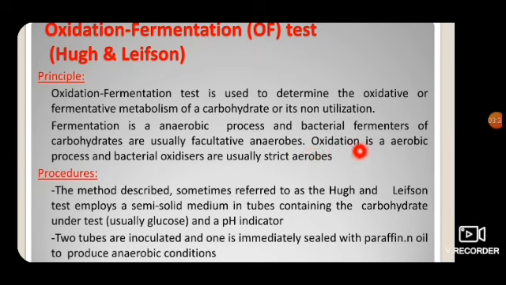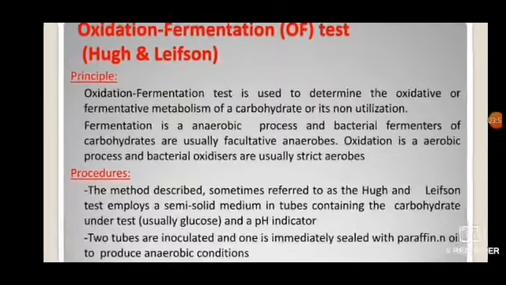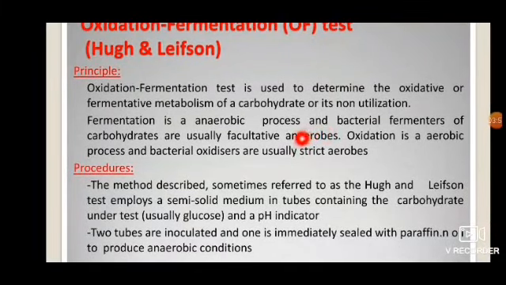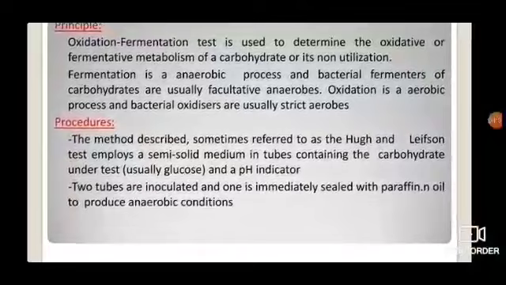And second, oxidation is an aerobic process, meaning those microorganisms survive in aerobic conditions and do only the oxidation process, and the bacteria that are oxidizers are usually aerobes. Those microorganisms that are anaerobic will do the fermentation process, and those that are aerobic will do the oxidation process, by which we identify aerobic and anaerobic microorganisms.